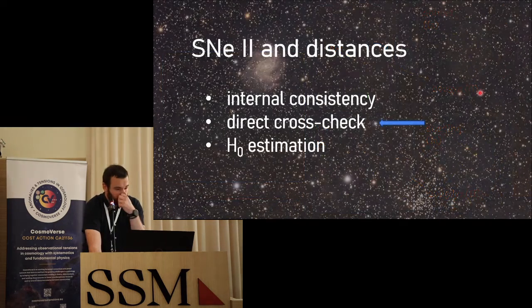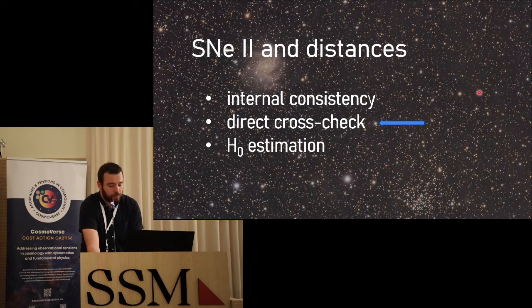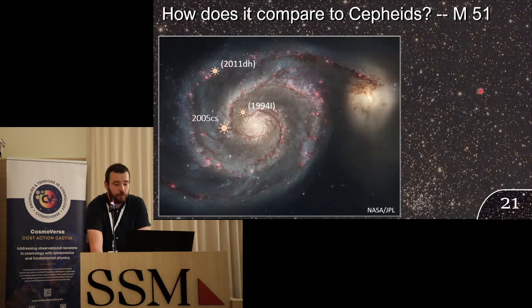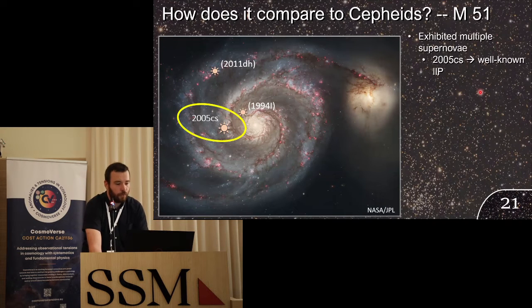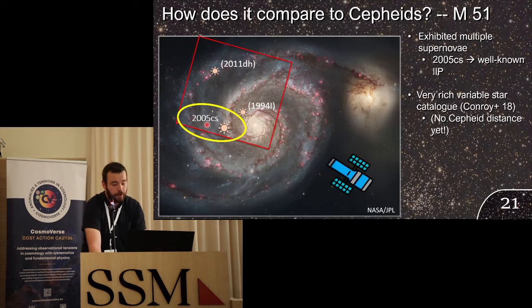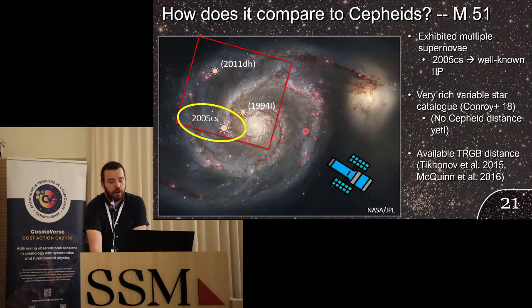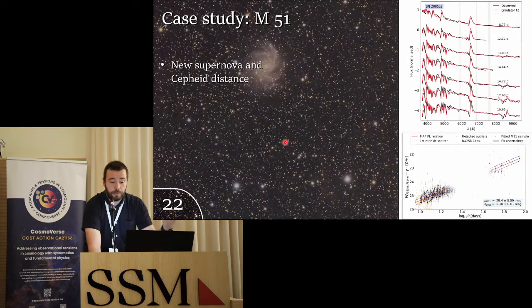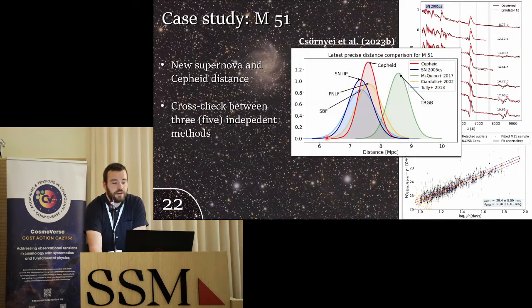All right, and now that we are talking about direct cross-checks, we can not only compare supernovae to supernovae, but we can also do a cross-check between supernova and independent distances. This is work that we have been doing with Richard 2 years ago, where we compared the distance from a type 2 supernova with the Cepheid distance of this very nice host galaxy M51. And we also had some literature estimates from TRGB for this host galaxy that we could use as a baseline for our comparisons. So what we did is that we estimated the Cepheid and the supernova distance for this host galaxy, and here is the result.